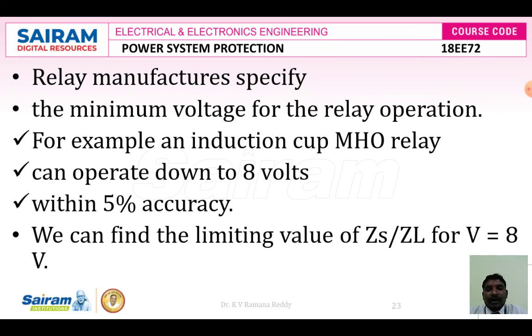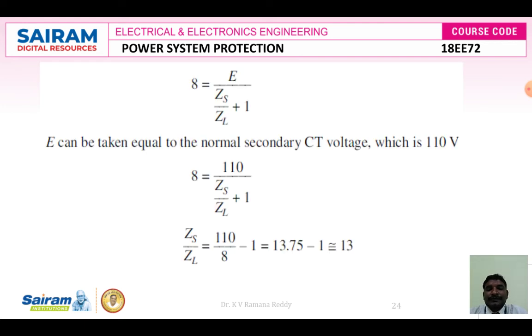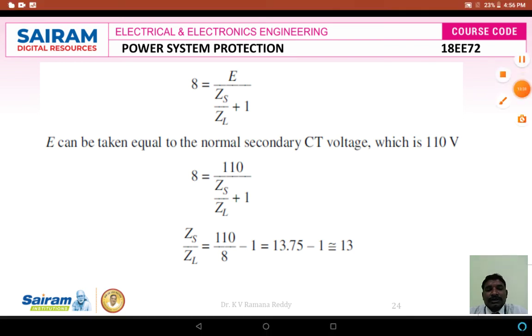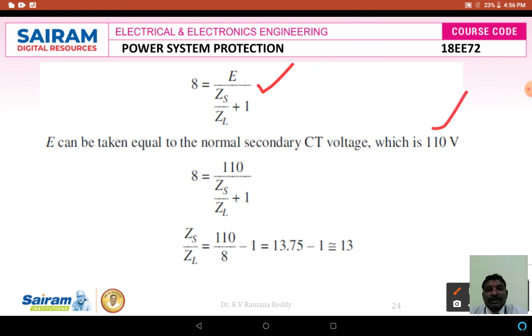Now according to that, manufacturers of these distance relays generally choose the value such that for a Moore relay or induction cup relay, we have to energize that relay with 8 volts within 5% of accuracy. Then if we apply V is equal to 8 volts, the applied voltage on the left hand side, I am substituting here V is equal to 8 volts. 8 volts is equal to E divided by ZS by ZL plus 1 in the formula. Here E can be taken equal to the normal secondary CT voltage, which is always 110 volts.